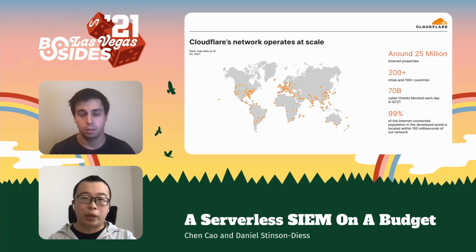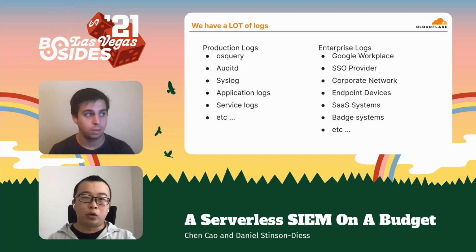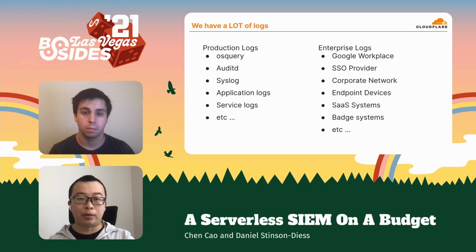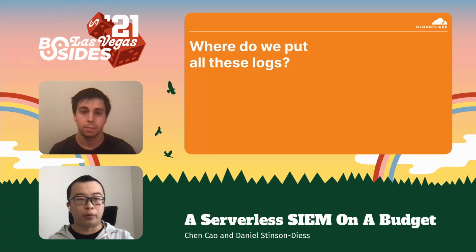That means we have a lot of logs. As you could probably imagine, we run tons of different services on our production servers, and we have many SaaS applications to support our daily business. Lots of these log sources scale with the number of data centers we have, the number of requests we are serving in our network, and the number of employees we have as a company. And we are growing very quickly as well, which also means the log volume grows very quickly. So the question here is, where do we put all these logs?